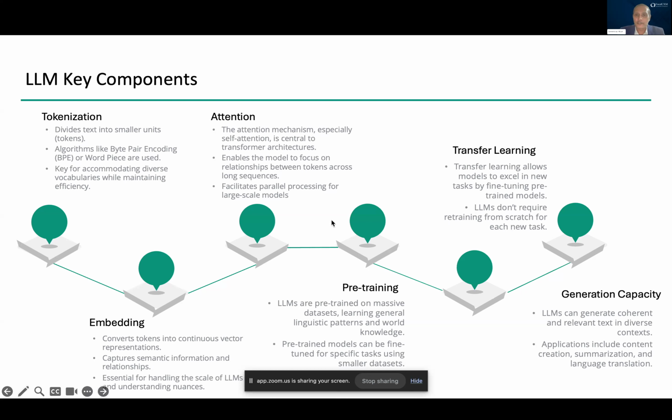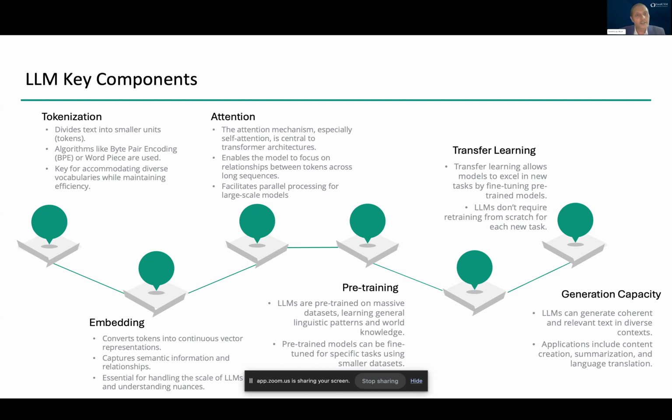After you establish this, LLMs go through pre-training. And LLMs are very famous for transfer learning. What that means is that LLMs don't require you to retrain anything. There are various methodologies you can use to minimize the cost of retraining the model. And finally, this is the end application: LLMs are used for generative use cases.